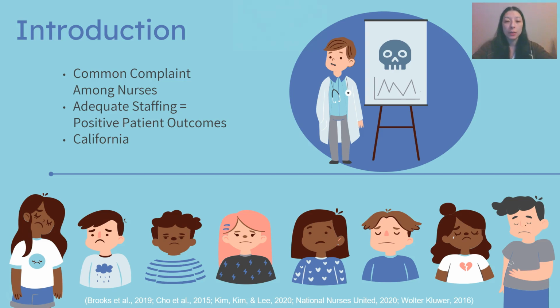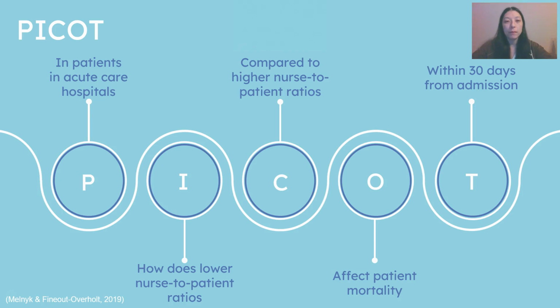Despite decades of research that shows significant correlations between adequate staffing and positive patient outcomes, like reduced mortality, length of stay, falls, pressure ulcers, healthcare-associated infections, readmissions, medication errors, and patient costs, as well as reduced nurse burnout, California is the only state in the United States to have legally mandated nurse-to-patient ratios.